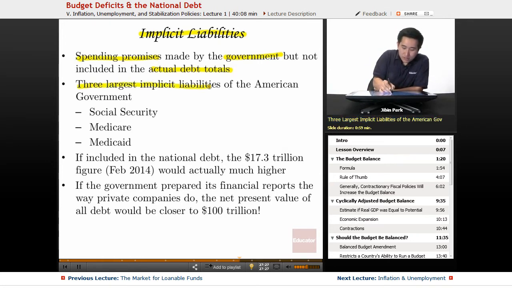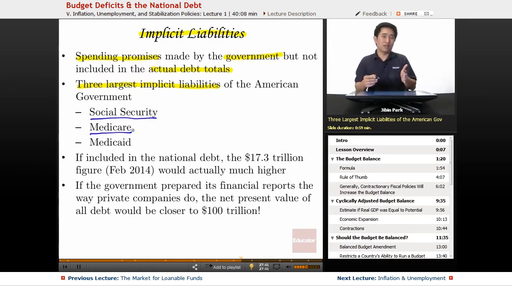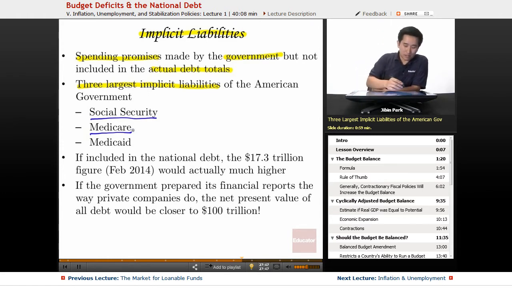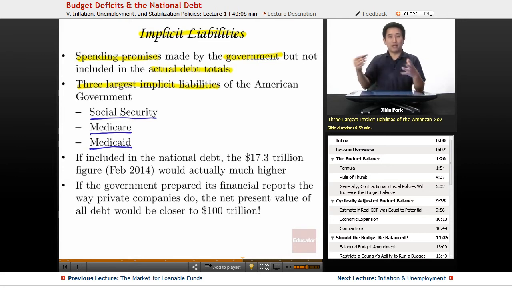The three largest implicit liabilities of the American government are the following. Social Security, which is the world's largest pension plan. Medicare, whose cost, especially with President Bush having passed a law that adds prescription medication to Medicare, really exploded. And Medicaid. One of the provisions in Obamacare was that Medicaid was expanded. The definition of what it meant to be poor actually expanded, so the Medicaid payrolls increased. So again, more implicit liabilities increasing in the future.